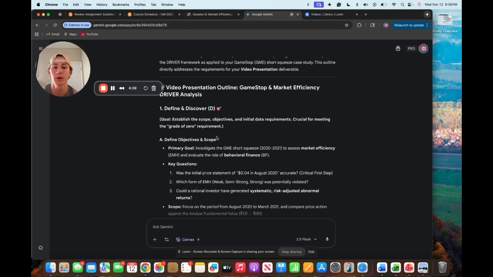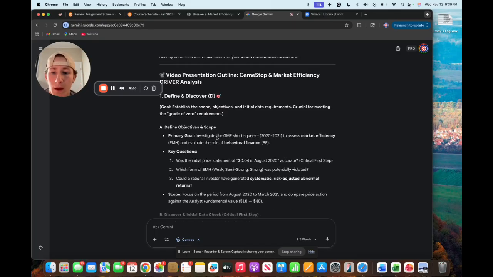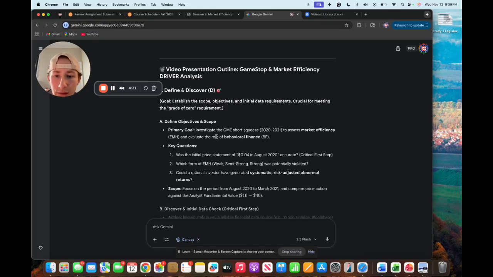And then for the first part, Define and Discover, our goal is to establish the scope, objectives, and initial data requirements. Our primary goal of this case study is to investigate the GME short squeeze to assess market efficiency and evaluate the role of behavioral finance.